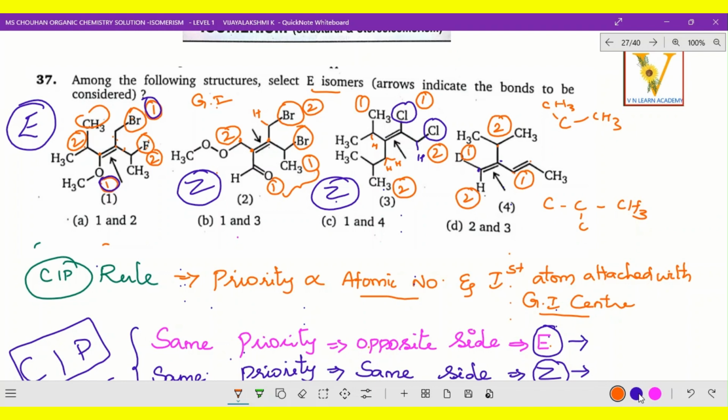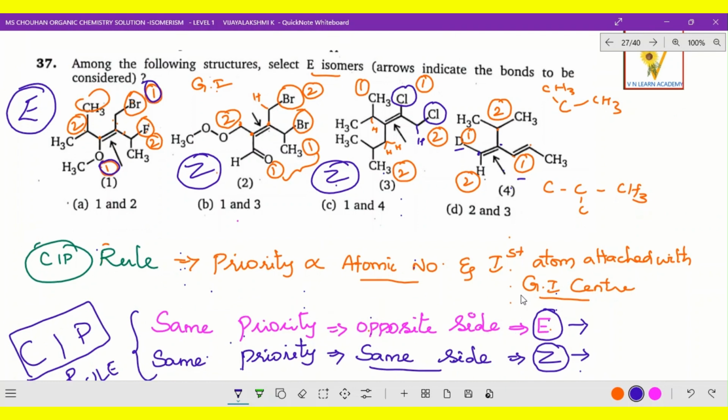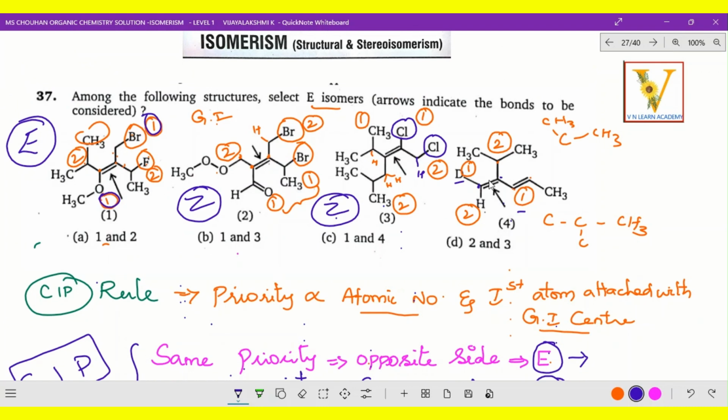So what do you observe here? 1 and 1 are on the opposite sides here, 2 and 2 on opposite sides, whereas here 1 and 1 are directly on the same side. Opposite side means what? Same priority on the opposite side, that is E. I hope you got the clarity now. Option D is the E isomer.